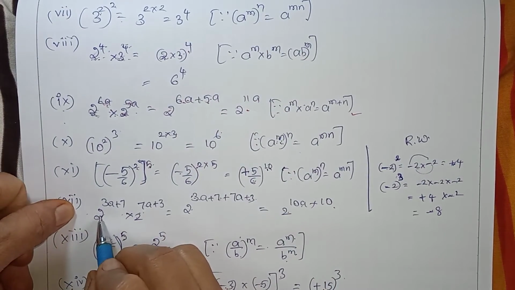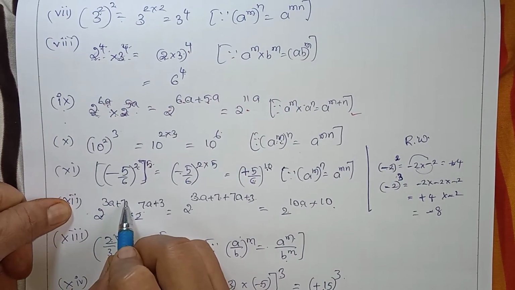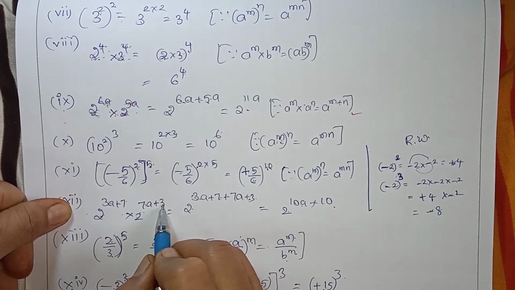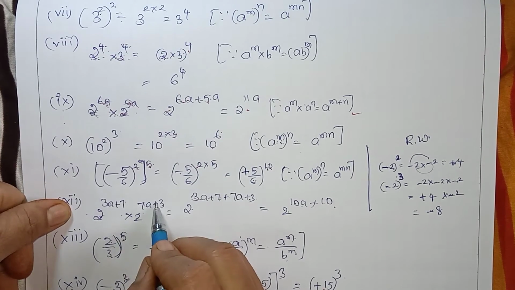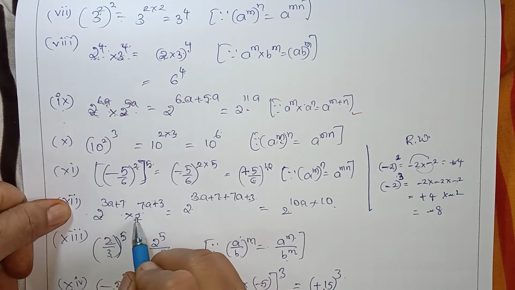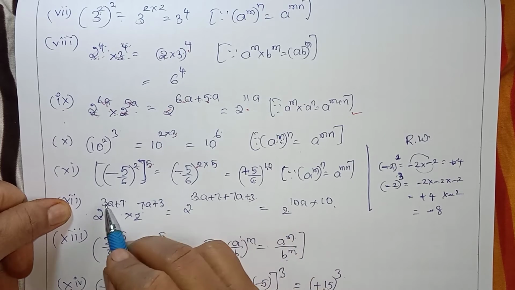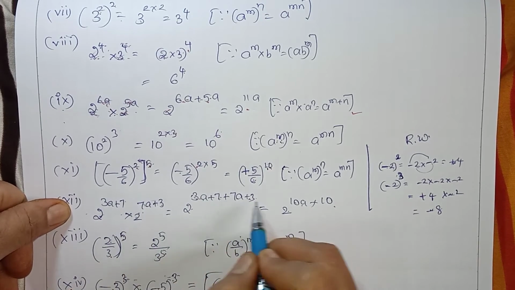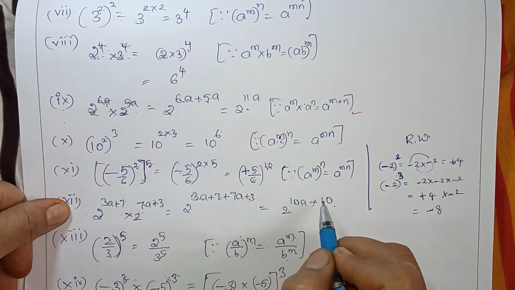12th question: 2 to the power of 3a plus 7 into 2 to the power of 7a plus 3. Here simply you add the powers. Don't worry about the equation. The bases are equal, so just simply add the powers: 3a plus 7 plus 7a plus 3. 3a plus 7a is 10a, and 7 plus 3 is 10.